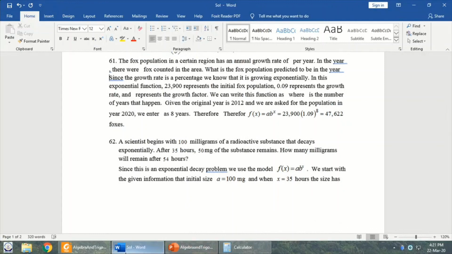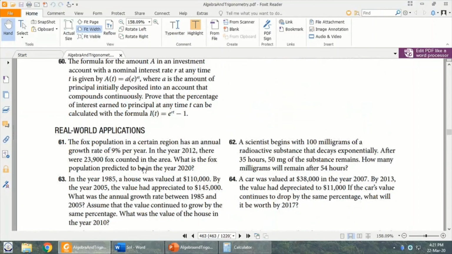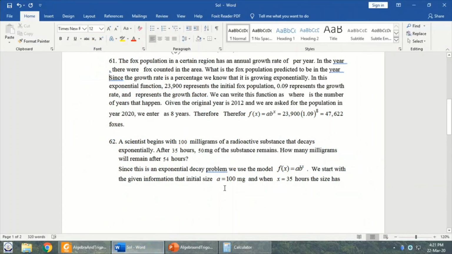And there's another example for you. This is a question in which the fox population in a certain region has an annual growth rate of 9%. So it's basically 1 plus i, which is 1.09 in this case. There were 23,900 foxes found in the area. What is the fox population in 2020? So it's 8 years ahead of that, so you just raise it to the power 8. Let's see if we have done that. Yes, it's raised to the power 8. You just simply get the value of foxes.